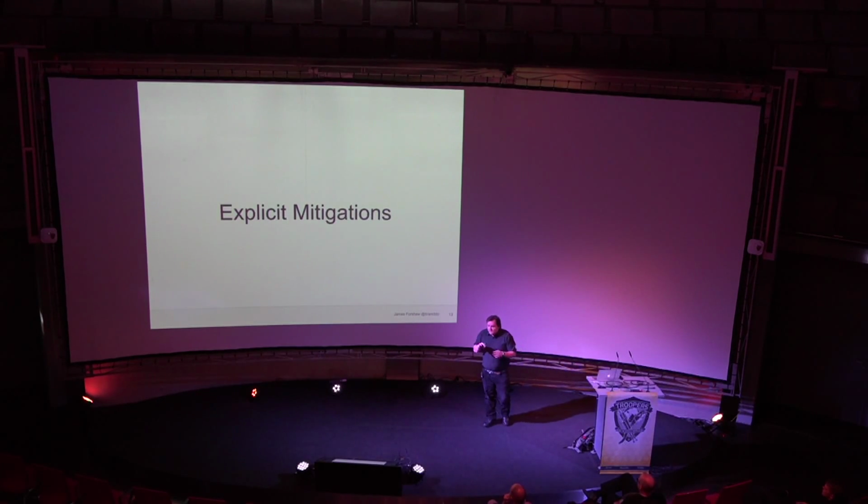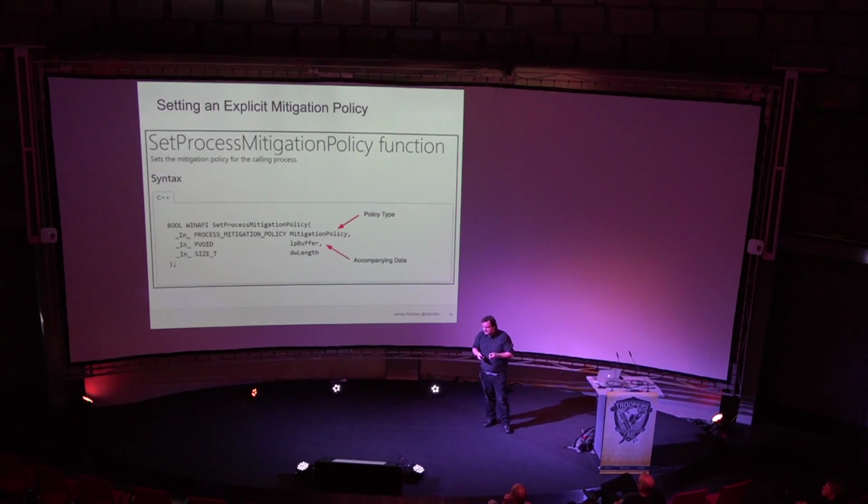Okay. So I'm going to go through each one in turn, and this is where the code starts appearing, I'm afraid. We'll start with explicit mitigations. Introduced in Windows 8 was a new API call, SetProcessMitigationPolicy. And it kind of does what it says on the tin, in that you can specify certain classes of mitigation policy and apply them to your process. So you've obviously got your policy type, the accompanying data which represents what is actually being used.